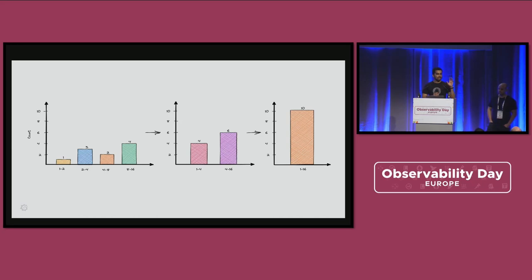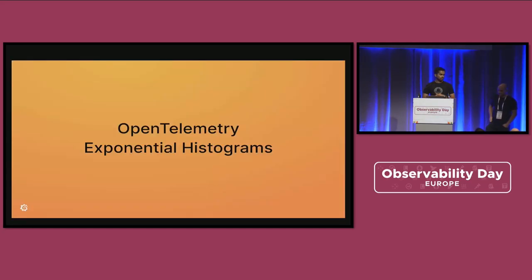If you had a histogram with a higher resolution and a histogram with a lower resolution, you just convert the histogram of the higher resolution to a lower resolution, and you can mix and match and do stuff with it. So that's about the basics of the bucket boundaries. Now, Ruslan is going to talk about how it is stored in OpenTelemetry.